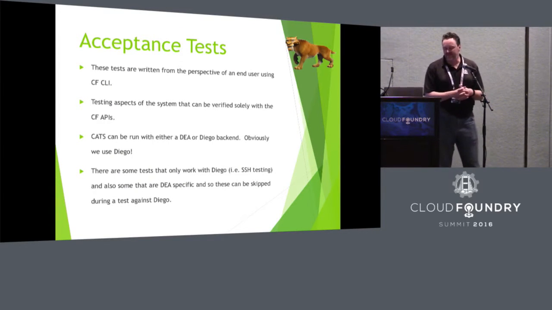So what are the acceptance tests? Well, all the acceptance tests are written from the perspective of the end user. So we're going to run a bunch of tests using the CF CLI to make sure everything runs as a user would see it, so that it acts as we want. So we're solely using the CF CLI. The cats, as they're defined in CF, can run either against DEAs or against Diego. And so for us, obviously, we run it against Diego.